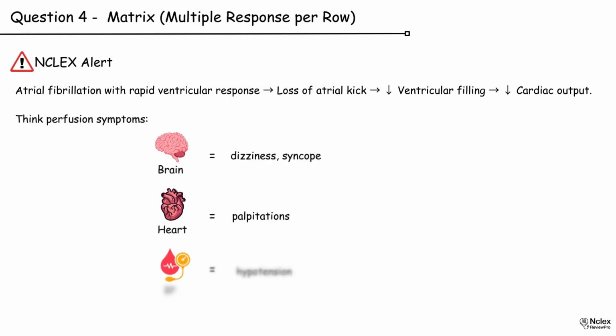Here's your NCLEX alert. When you see atrial fibrillation with a rapid rate on the exam, think perfusion. Loss of atrial kick leads to decreased ventricular filling. Decreased filling leads to reduced cardiac output. Reduced cardiac output leads to neurological symptoms and possible hypotension. On NCLEX, the question is often not about identifying atrial fibrillation itself. It is about identifying the consequences of reduced perfusion.